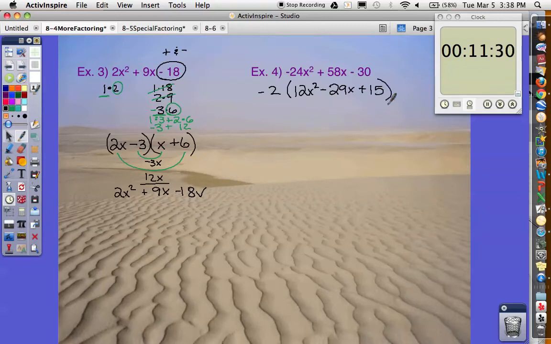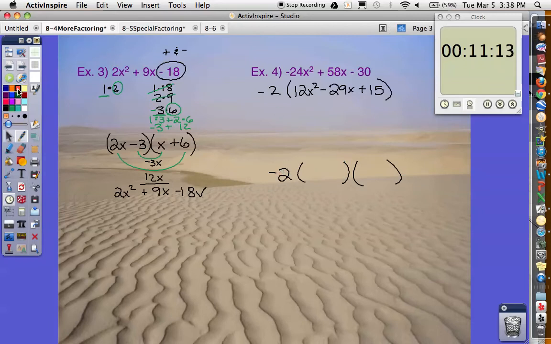Watch your signs, because if you mess up the signs, it definitely makes it harder. We're going to have a lot of options here. Now let's take a look at what we know. We're going to need this negative 2 on the outside, and we're hoping to get a binomial times a binomial, okay? So the GCF stays there.